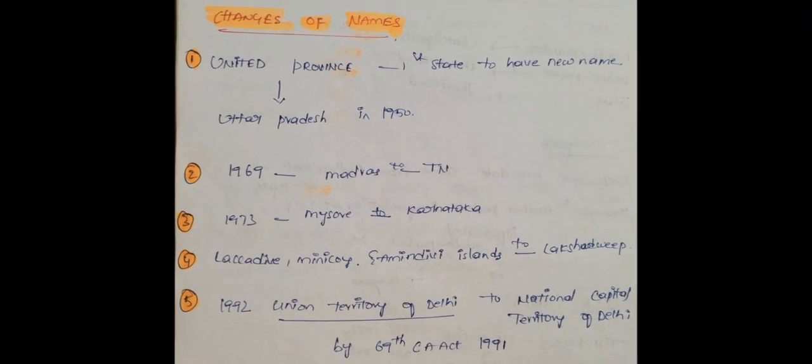Uttaranchal was renamed as Uttarakhand, Pondicherry was renamed as Puducherry, and Orissa was renamed as Odisha.